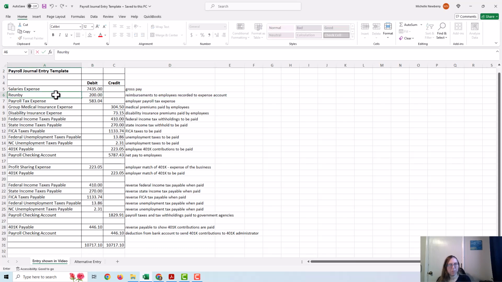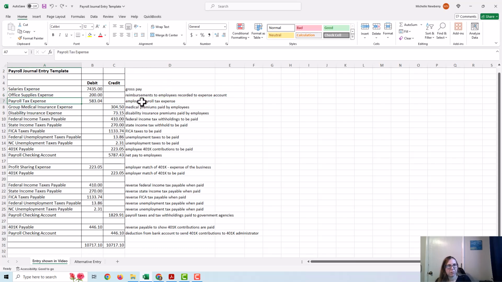Now, some companies have a separate reimbursements expense account, but I have dealt with companies that do this, and at the end of the year, the tax accountant always wants to know what the reimbursements consisted of. For me, it's easier to just go ahead and post it to the account that is actually related to the expense. So if it was office supplies, record it to office supplies expense. If it was telephone, record it to telephone expense, and so on. That's just how I like to do it.